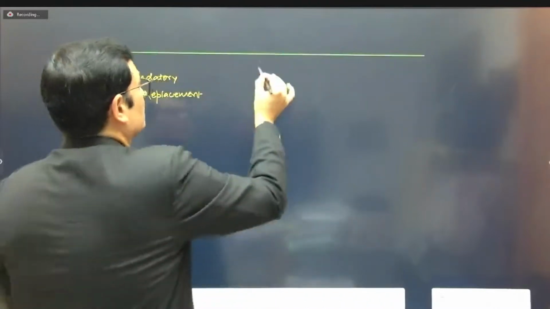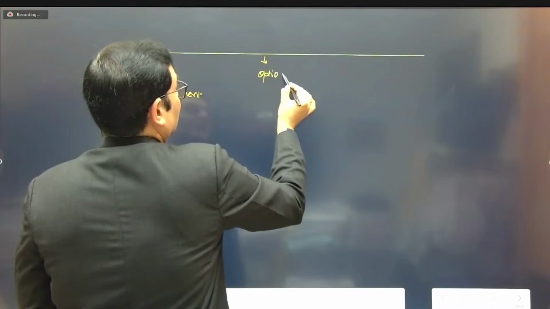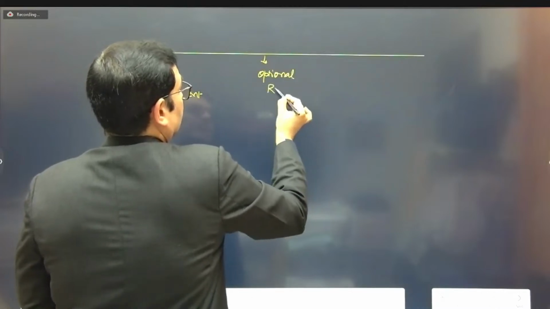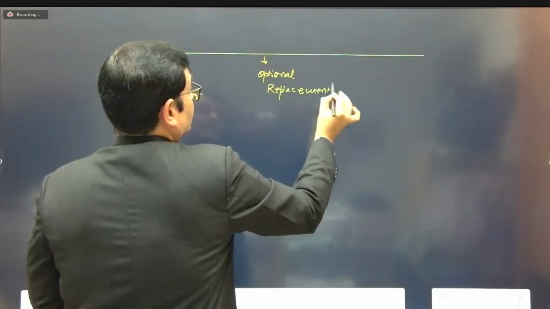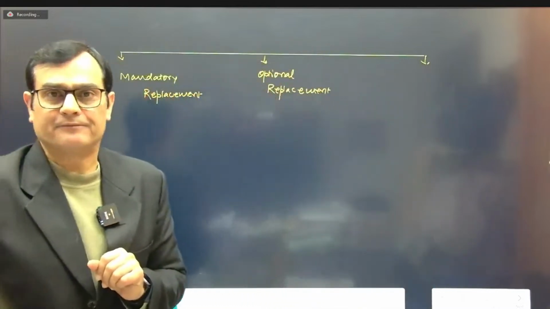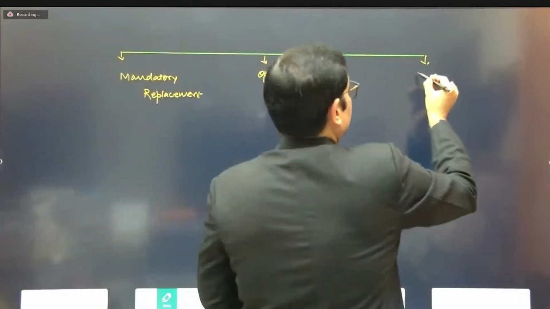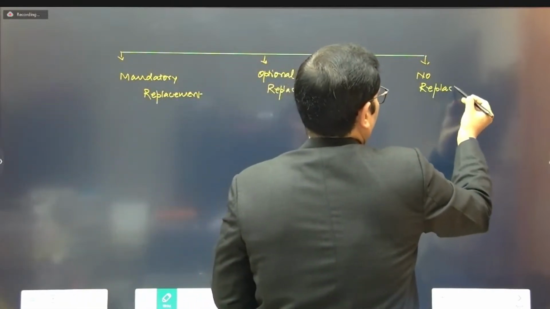Okay, the next situation is a case of optional replacement. Now, how would you decide which case is this in the question? The language of the question will indicate it. And the third case is where it is decided that there is going to be no replacement.